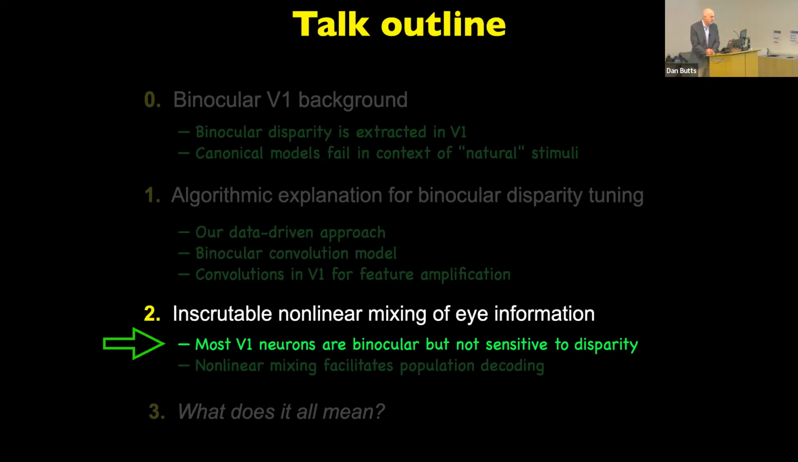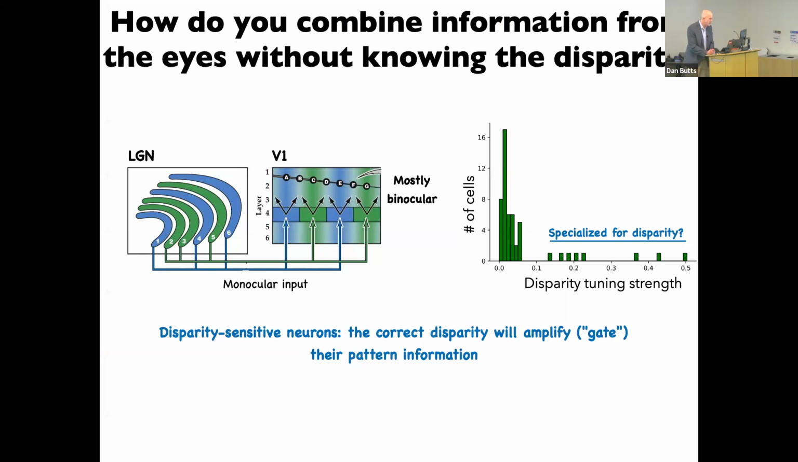The flip side of this is a relatively quick story, which has to do with the fact that most V1 neurons are actually not disparity selective, but they're still binocular. Just to show you that textbook figure again, there's thought to be just monocular cells that are relatively few, and most cells are binocular, and most outputs are binocular. And despite that, as you could have seen from previous things, there's only a small set of neurons that are actually specialized for disparity selectivity.